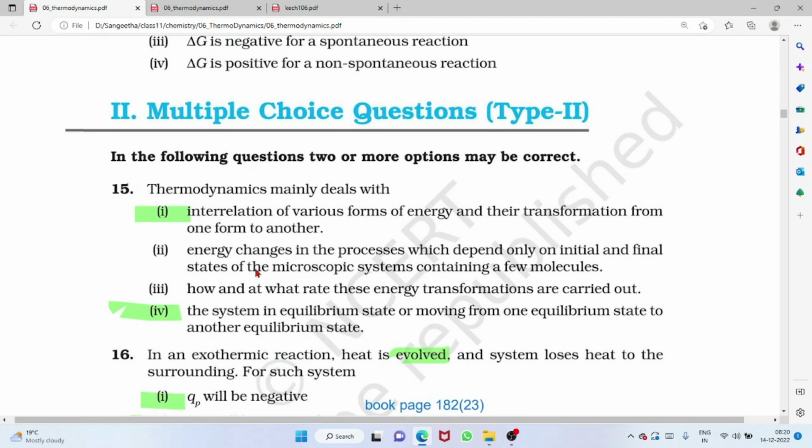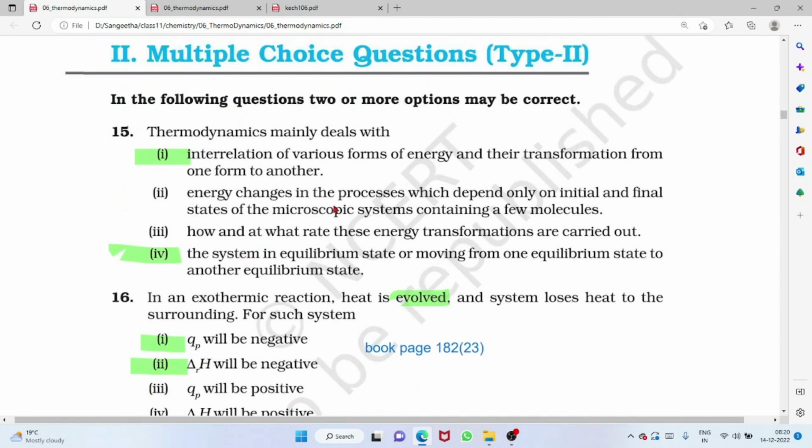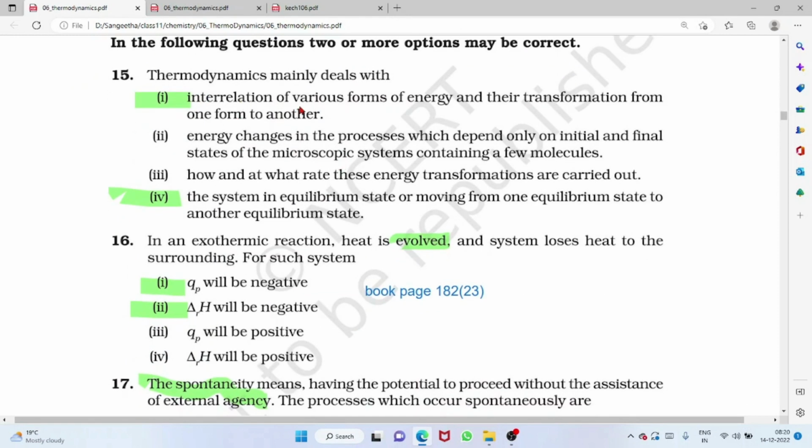Okay. In the following question, two or more options may be correct. Thermodynamics mainly deals with the interrelation of various forms of energy and the transformation from one form to another. Okay, this is correct. Energy changes in the process depend only on the initial and final state of the macroscopic system. This is not correct, how and at what rate? So it is not dealing with the rate. The systems in equilibrium state are moving from one equilibrium to another, so equilibrium is also covered. Okay, options 1 and 4 are the correct ones.